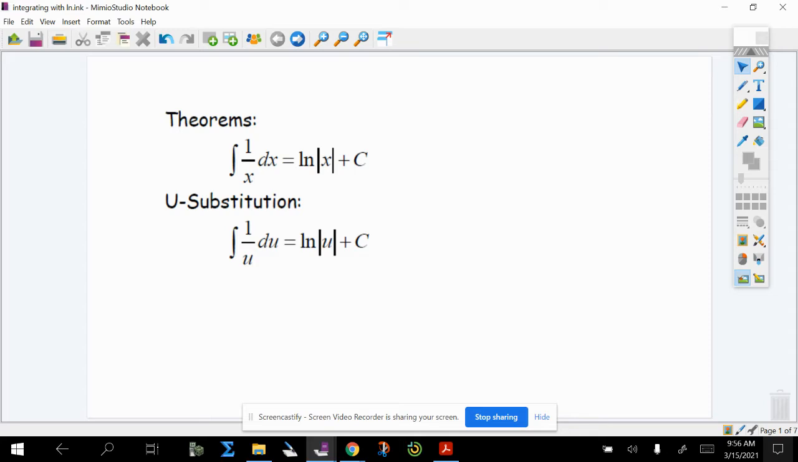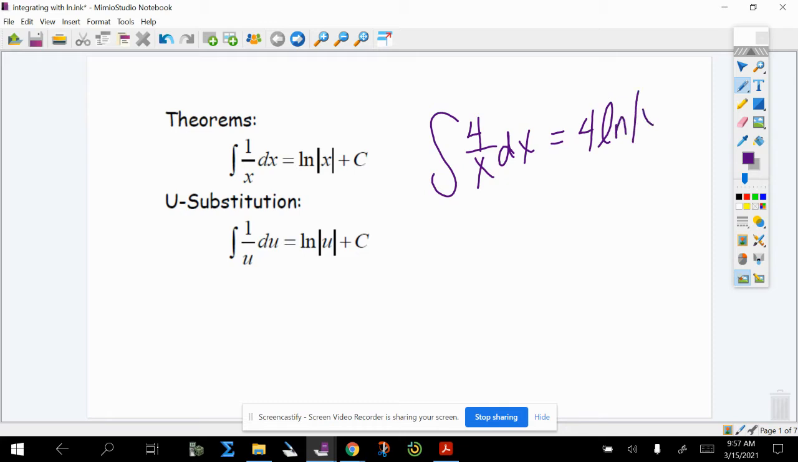So first of all, if you end up with just 1 over x, and you're asked to integrate it, you get just natural log of x. Now, the reason is the derivative of natural log of x is 1 over x. If there's a number in front of it, so let's say there's a 4 on top, well, this is still a natural log of x. It just has a 4 as the coefficient.